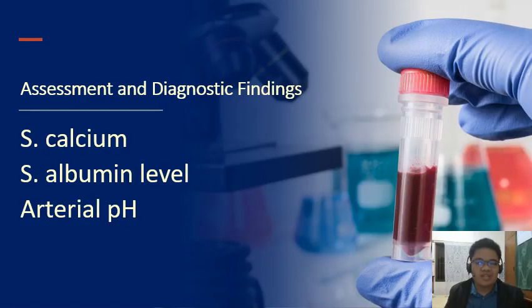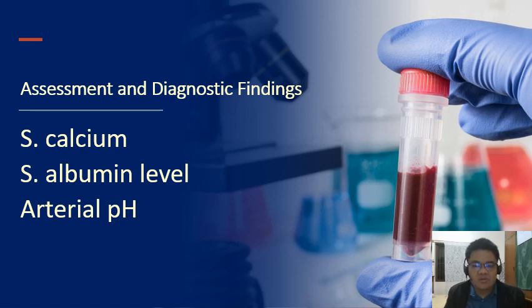Now, assessment and diagnostic findings. Of course, you'll be looking at serum calcium to check if it's really low, and then you need to check for serum albumin. For the serum albumin, you need to know that serum calcium needs to be corrected if the albumin level is too low, because if the albumin level is too low, the calcium level is underestimated. There is underestimation of your calcium level once the albumin level is low.